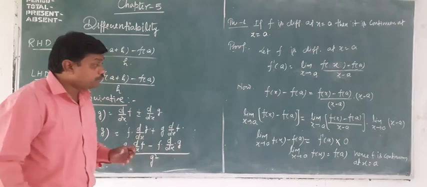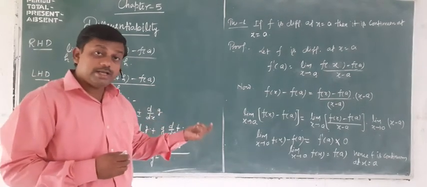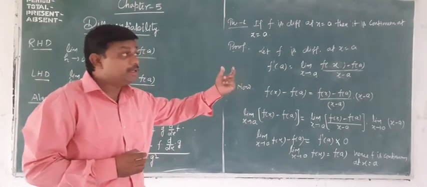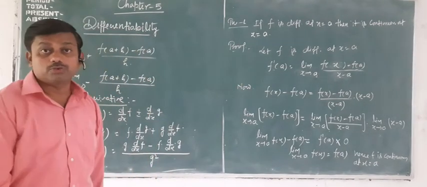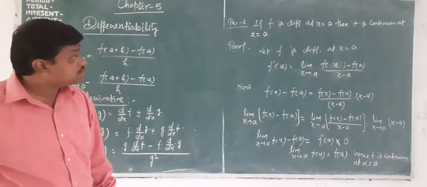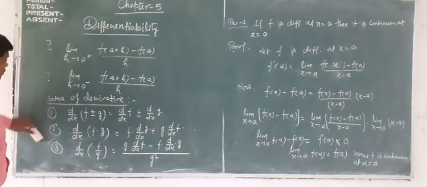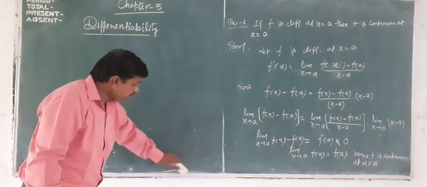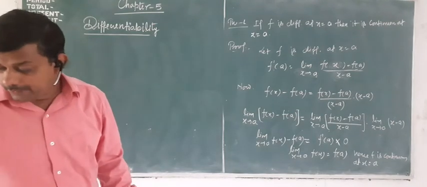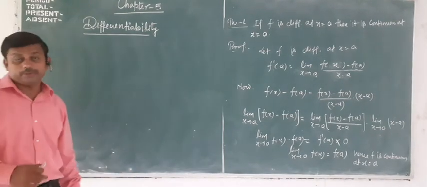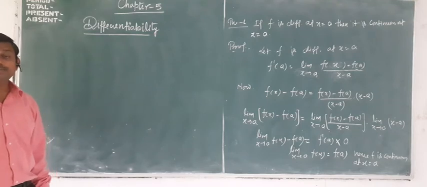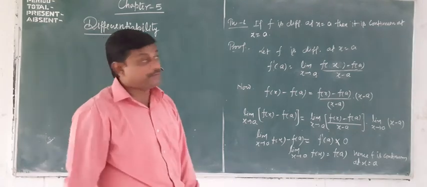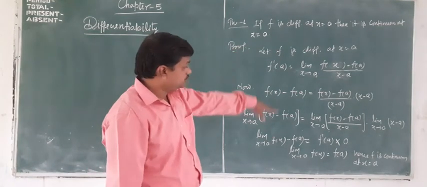Is that clear? So we started with this: if the function is differentiable at x equal to a, then it is continuous at x equal to a. Now we have to discuss the converse of this theorem. So what is the converse of this theorem? Every differentiable function is continuous, but every continuous function may not be differentiable.